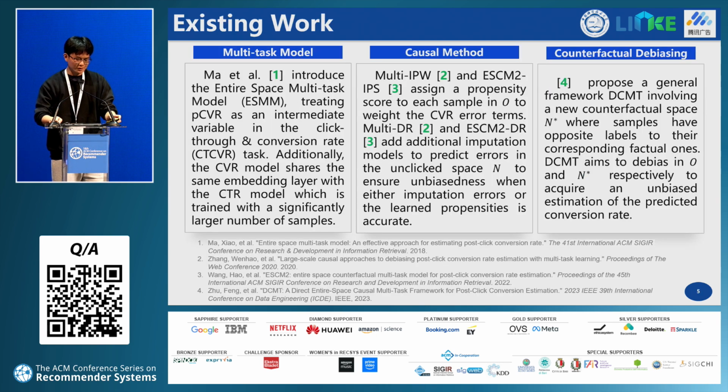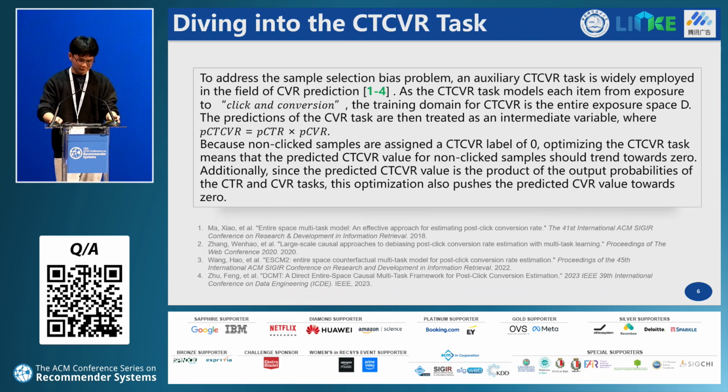And existing work, ESMM, proposed by Ali, proposed a CTCVR task. This task models from exposure to click and conversion. Basically they all employ this task and conduct multitask learning. Then some causal methods like inverse propensity weighting or doubly robust methods were proposed to reduce the bias. And as far as I know, the current SOTA method, DCMT, proposed to model the CVR task in counterfactual space.